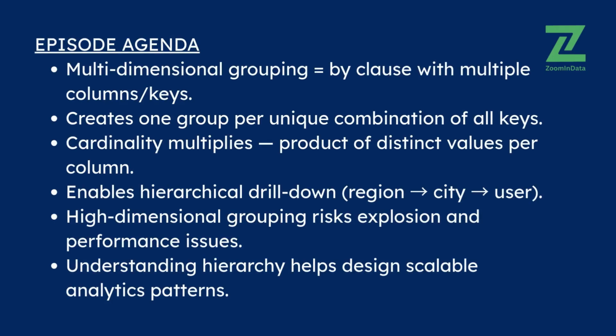Here is our roadmap for today. Multi-dimensional grouping uses a by clause with multiple columns or keys. It creates one output group per unique combination of all keys. Cardinality multiplies. It's roughly the product of distinct values in each column. This enables hierarchical drill down, region to city to user, or category to product to transaction. But high-dimensional grouping risks massive explosion and performance issues. Understanding the hierarchical implications helps you design scalable analytics patterns. Let's dive into how this works and why it matters.